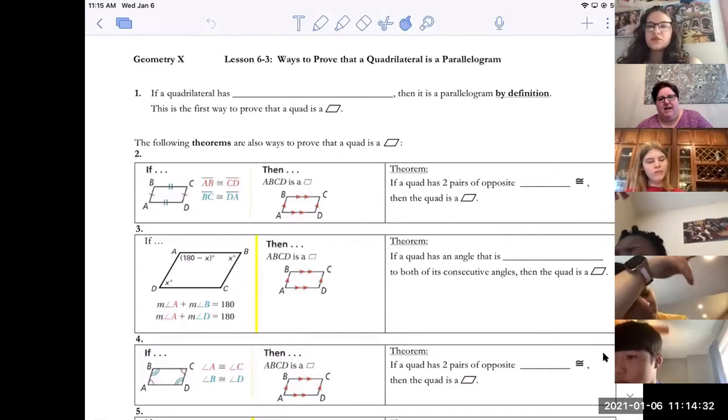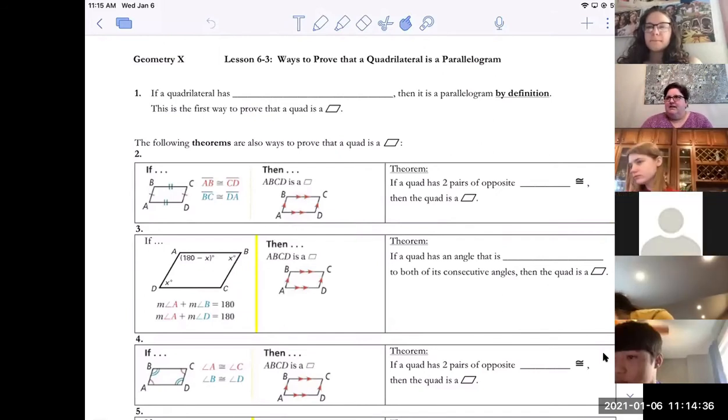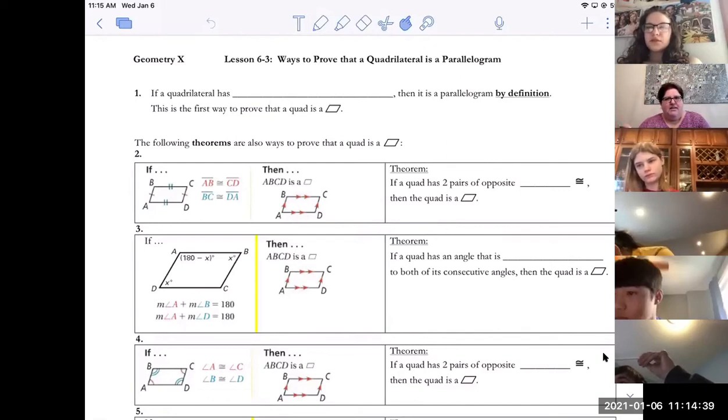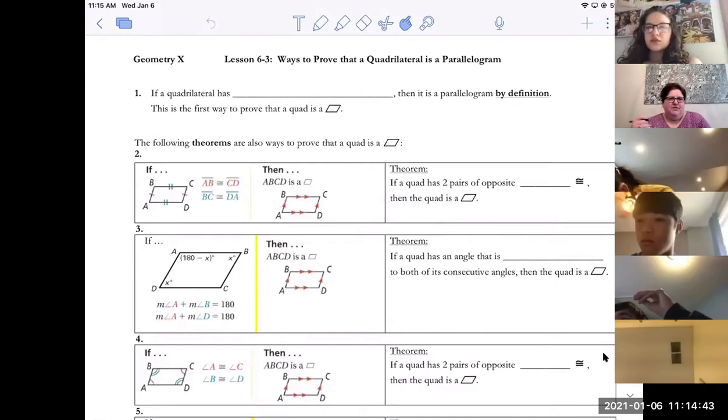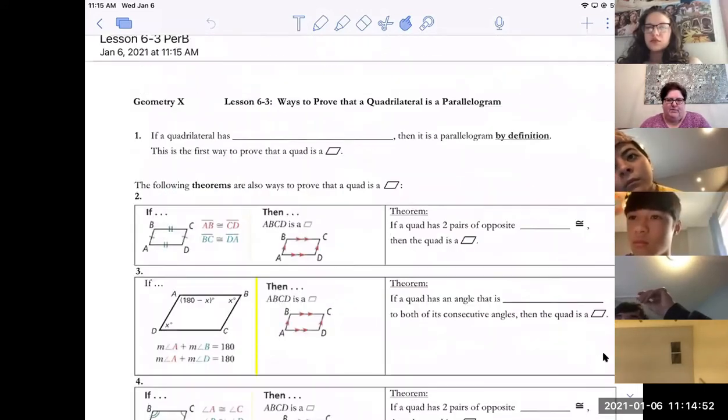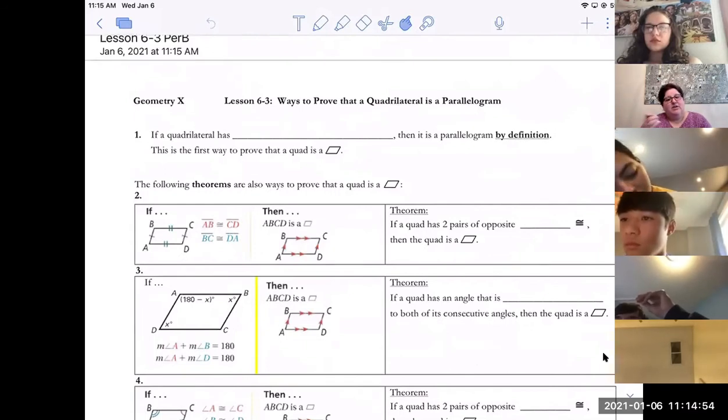So remember, those are the ones where you had to say, if two lines are cut by a transversal and alternate interior angles are congruent, then the lines are parallel. Or if the two lines cut by a transversal form consecutive exterior angles that are supplementary, then the lines are parallel. All of these 1 through 6 are ways to prove parallelograms. So instead of knowing it's a parallelogram and using properties, we're going the other way around. So these are ways that are sufficient to prove the quad is a parallelogram.